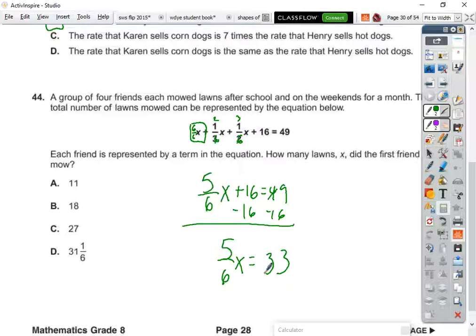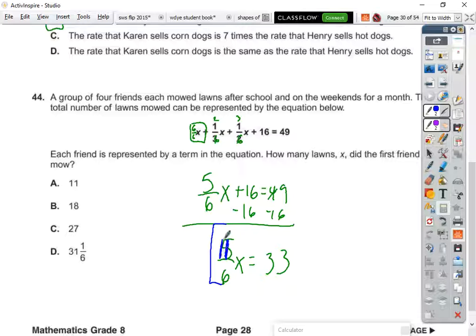Okay, so moving on. So we know that we have to have a number that is divisible by 6. That's the first thing we know. What's the opposite of multiplying by 5/6? Dividing by 5/6. Oh, it's not 5/6, it's 11/6.